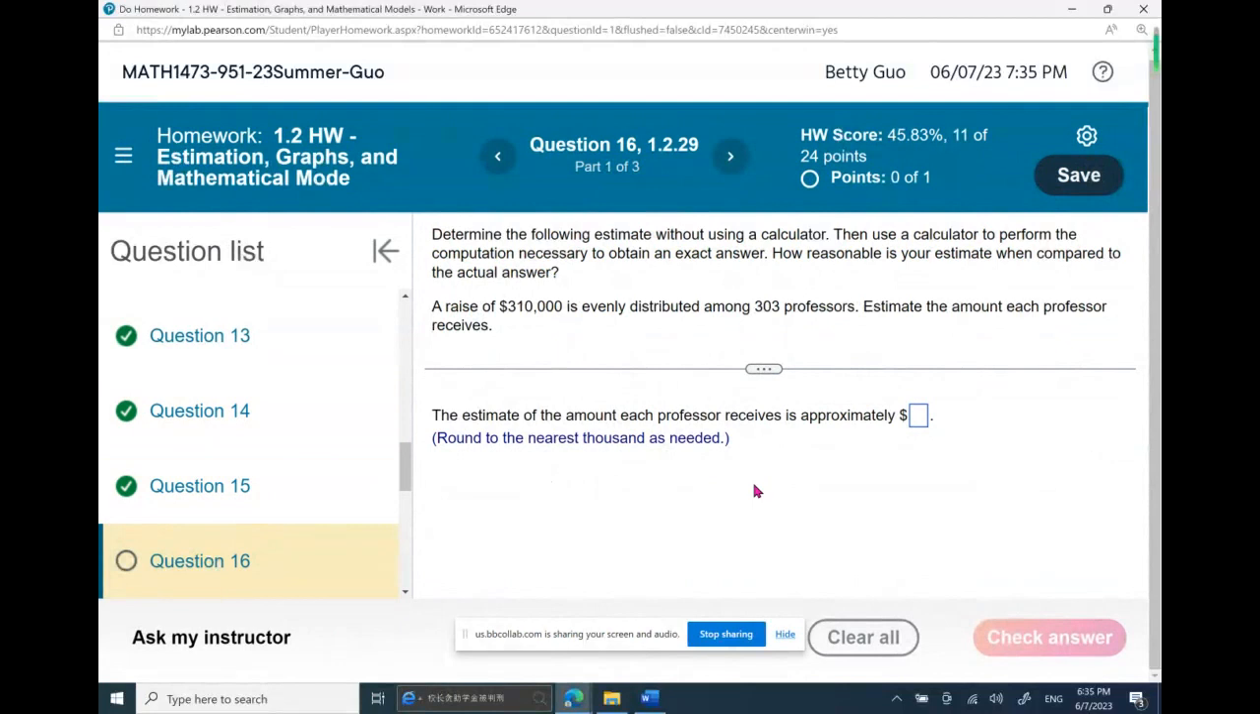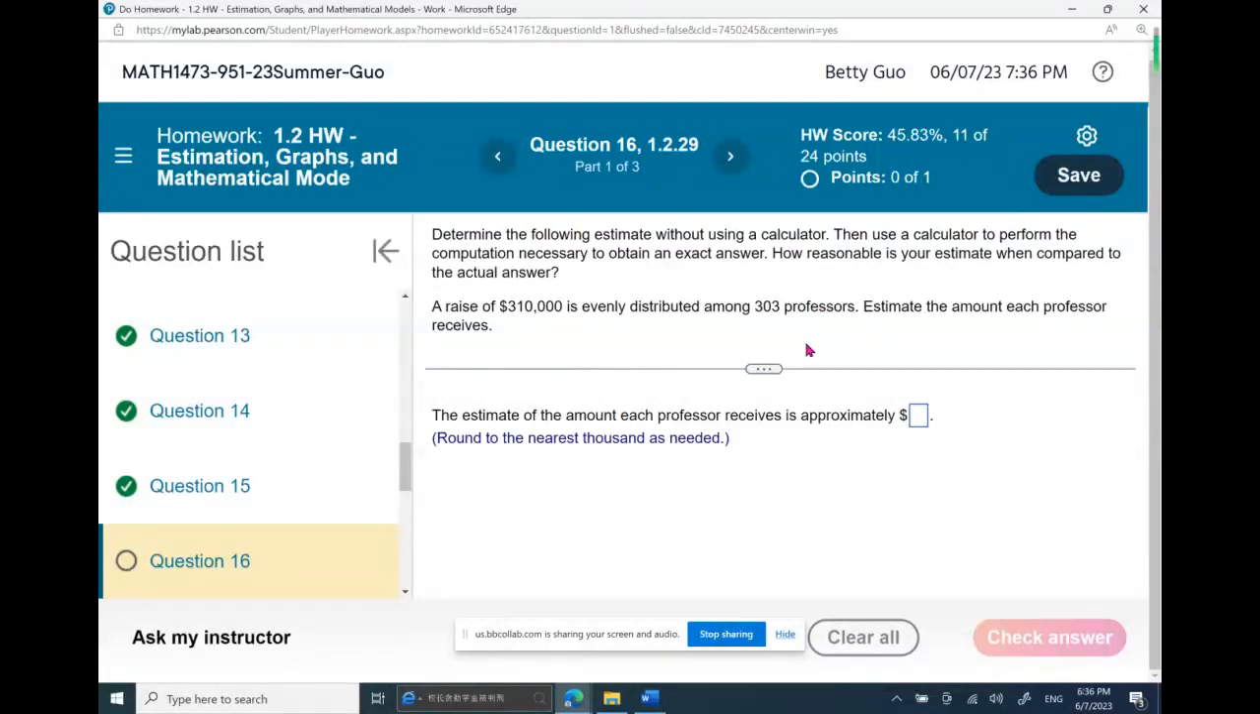Number 16. Determine the following estimate without using a calculator. So a raise of $310,000 is evenly distributed among 303 professors. Estimate the amount each professor receives. Okay, so firstly, let's figure out how we use the two numbers to get the amount of money every professor would receive. Yeah, how do we use these two numbers? Are we going to add them together, subtract, multiply or divide?